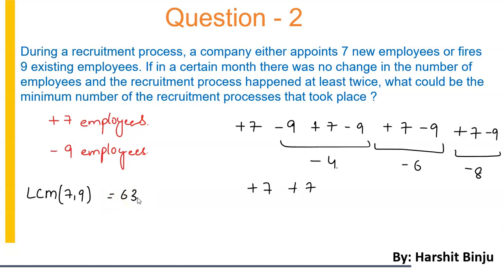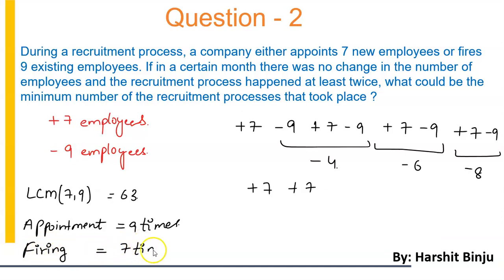So what you're going to do is, when you talk about appointment, you're going to do it 9 times, because in one appointment you're appointing 7 new employees. So for 63 you'll have to do the process 9 times. And for firing, you have to do it 7 times, because while firing you're firing 9 existing employees.